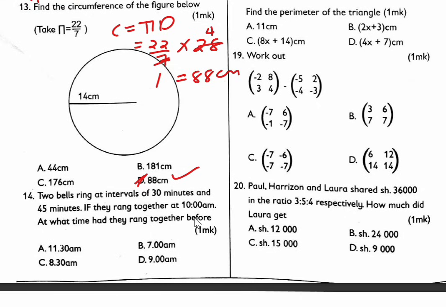So they had rung together at 10 a.m. At what time did they ring together before? So they're asking us the previous time the bells had rung together. So to get the previous time, we're going to subtract. So we pick 10:00 a.m. We subtract the time, which is 1 hour and 30 minutes. So this is 00. We're going to borrow 1. So 1 hour comes here.